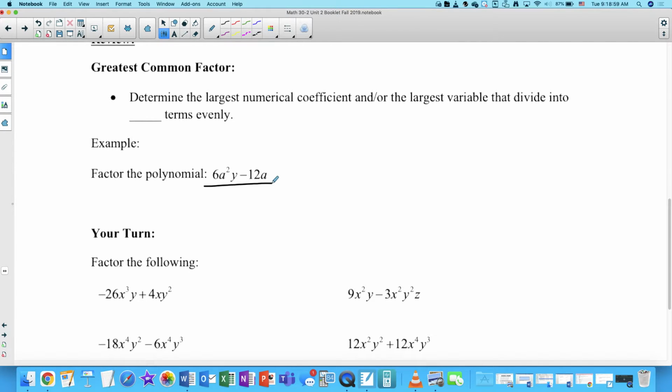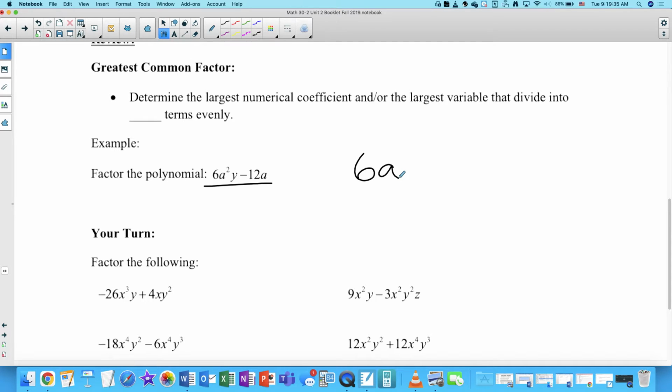When you're taking out a greatest common factor, you first want to look at the numerical coefficients, the 6 and the 12, and say, okay, what's the greatest common factor between 6 and 12? 6, okay? So 6 is going to be part of the GCF. What about between a squared and a? A. They both have one factor of a. So I can take out an a. And then what about the y? No, I can't take that out. Okay, why not? Yeah, the second term does not have a y.